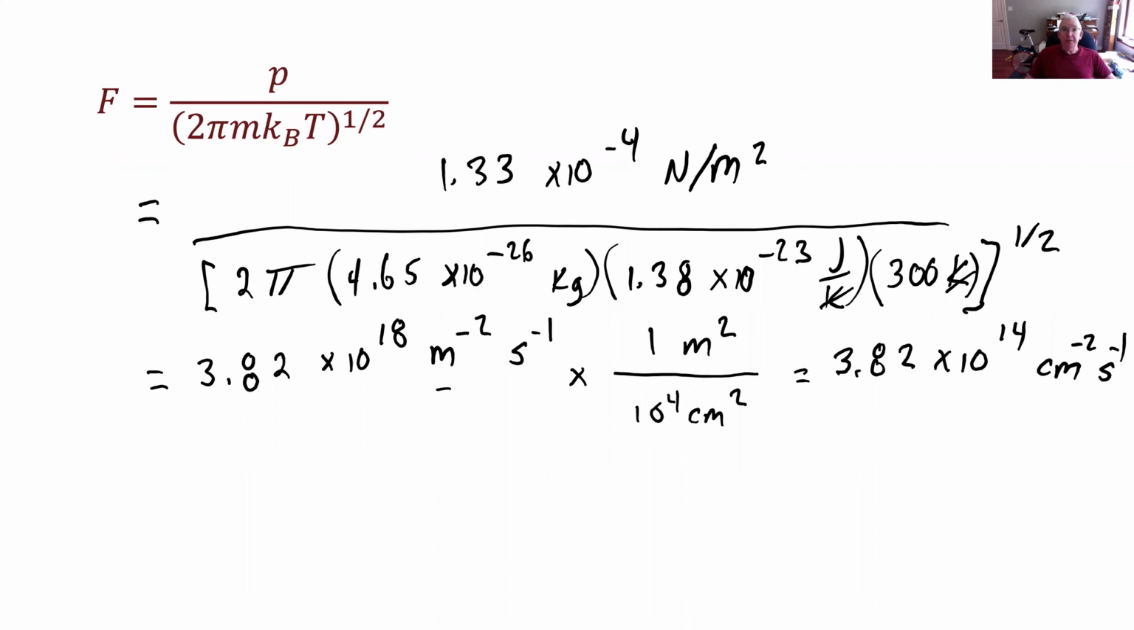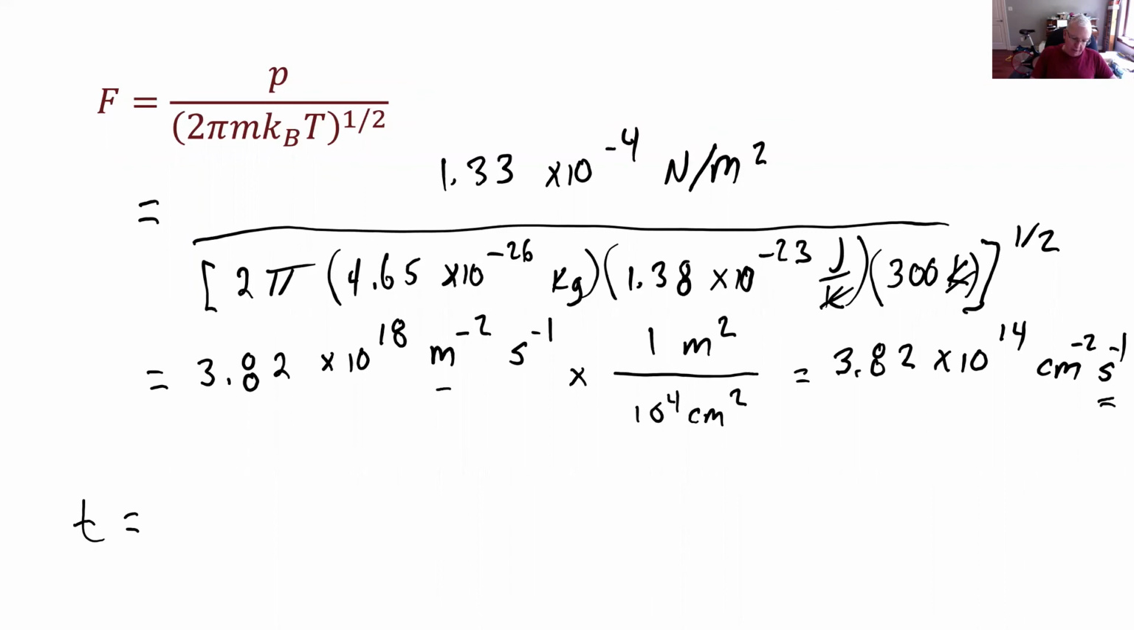So what I asked myself to find was a time. What I have right now is essentially a flux or a collision rate per unit area. What I want to know is how long does it take for 10 to the 15th collisions to take place on a 1 square centimeter area. So if I think about that, you can tell that I've got 1 over seconds here. So I'm going to want to divide by that to get seconds, right? That's kind of a clue.